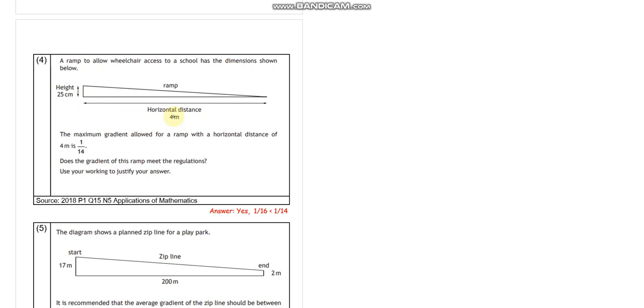What we have to do first of all is change this into equal units. So if you want, put this into centimeters. That's probably the easiest one to do. And then we're ready to go. So the gradient of this is 25 divided by 400. So let's see how far we can go. The top and bottom I can divide by 5.